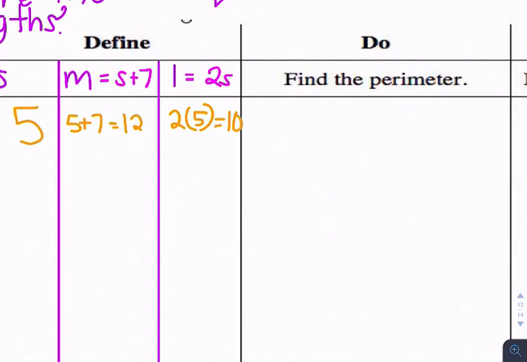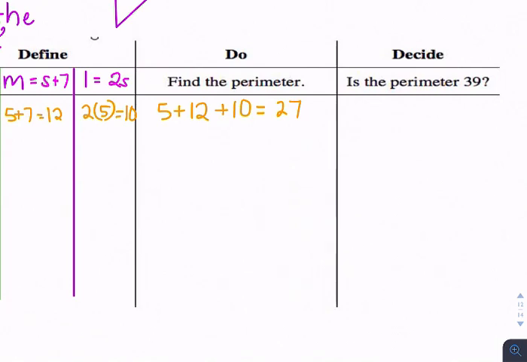And now my do is what I'm actually going to be doing to check to see if my answer is correct. And in this case, it is to find the perimeter. So my perimeter is adding my 3 sides, so I have 5 plus 12 plus 10. And 5 plus 12 is 17, plus 10 is 27.